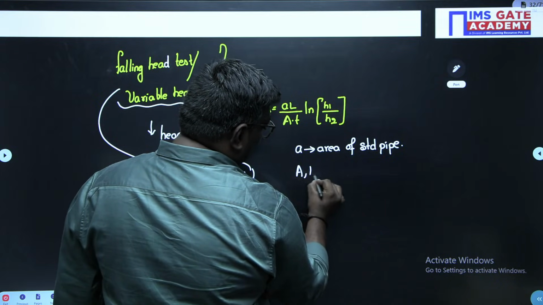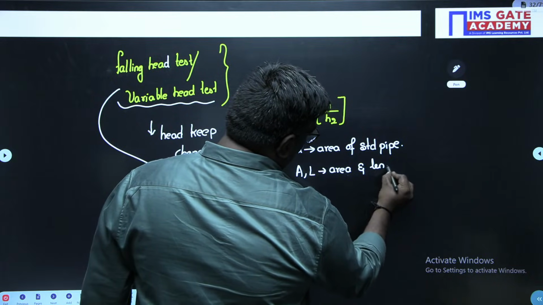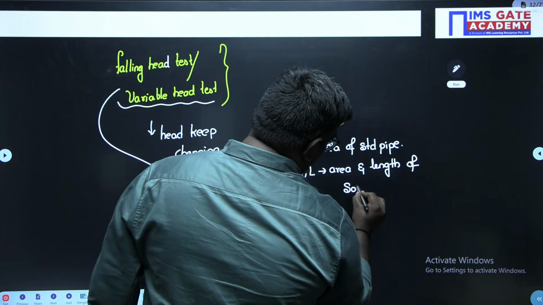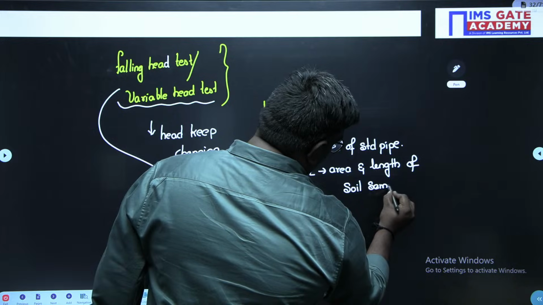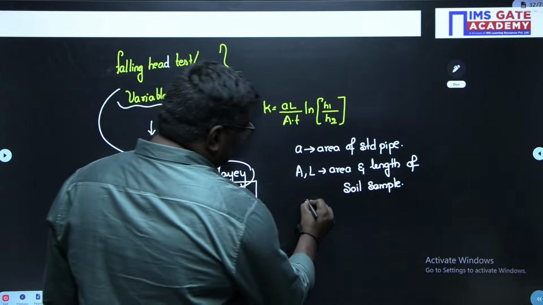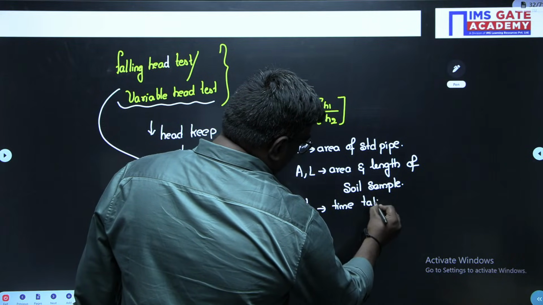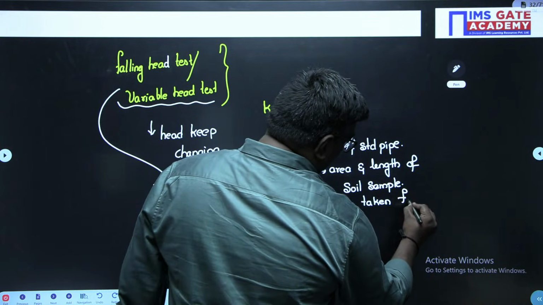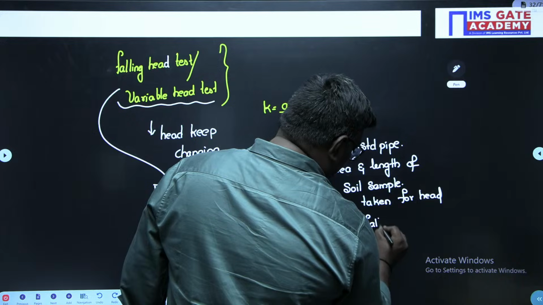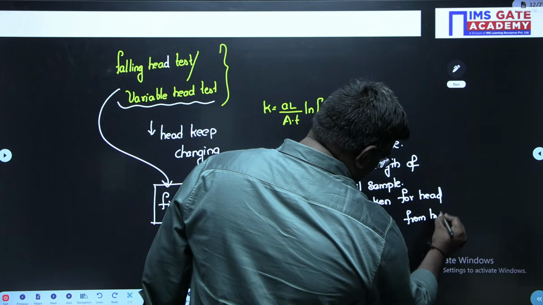Capital A and L are the area and length of the soil sample. What is capital A and L? They are nothing but the area and length of the soil sample. T is the time taken for the head falling from H1 to H2.